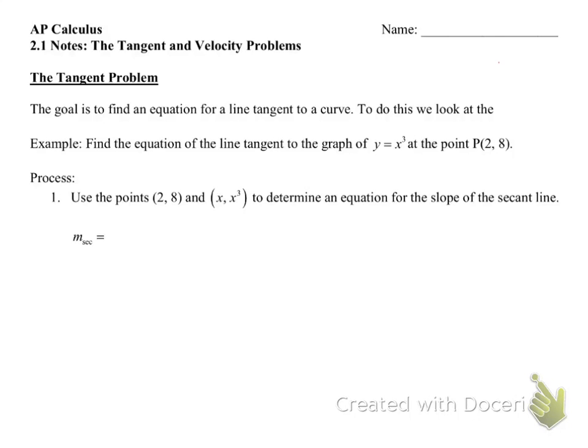These are the notes for section 2.1, talking about the tangent and velocity problems. The goal in this section is to find an equation for a line that is tangent to a curve. In particular, we're going to be looking for the equation of the line tangent to the graph of y equals x cubed at the point (2, 8). So first of all, let's look at some pictures to describe what it is we're trying to do.